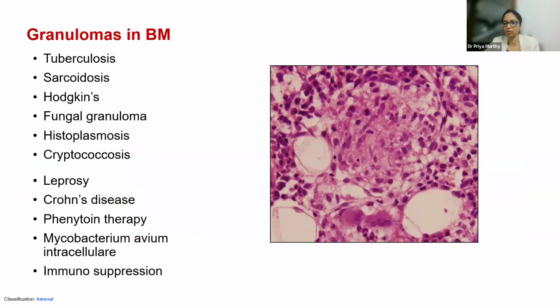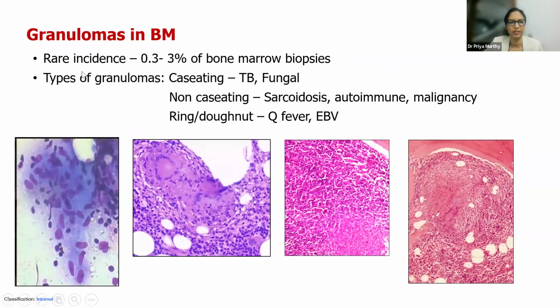So, granulomatous conditions of the bone marrow are not uncommon, and necrotizing granulomas are seen in a number of infections, like tuberculosis. Granulomas can also be seen in a number of other conditions like fungal infections, then sarcoidosis, Hodgkin's disease, and in cases of immunosuppression also. So they are not rare. Like I said, 0.3 to 3% of bone marrow biopsies show granulomas. Bone marrow aspirates usually don't show granulomas because of a reticulin deposit around the granulomas, which prevents aspiration of these granulomas. But these can be picked up on bone marrow biopsies.